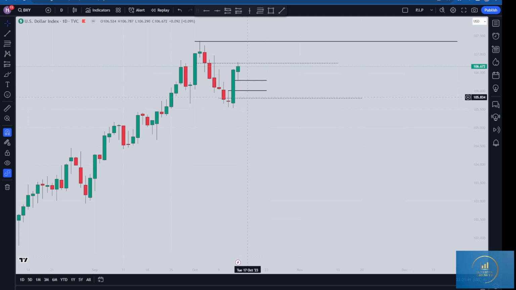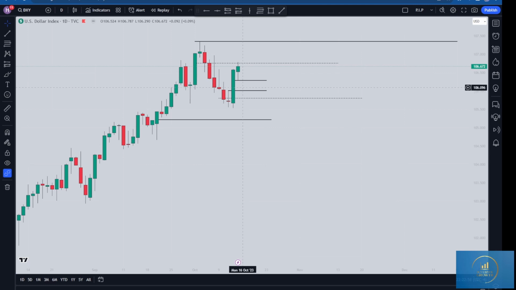Now we can get a wick down here, but I don't want to see any day close really below the 106.01 level, and especially not below the 105.80 level. And this is all if you're bullish on the dollar. And if we respect these two areas, I do have a key target of 107.35.